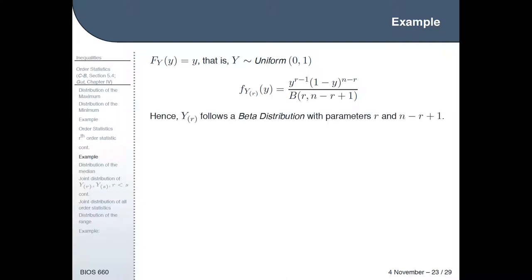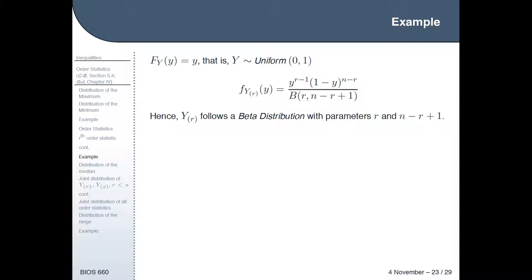So, for example, let's say that Y has a uniform distribution. Then the density of the rth order statistic is just y to the r minus 1 times 1 minus y to the n minus r, divided by the appropriate beta function. So that tells us that if it's truly a uniform distribution, then the rth order statistic has a beta distribution with these appropriate parameters. So that's one reason that you care about the beta distribution: it gives you the order statistics for a uniform distribution.